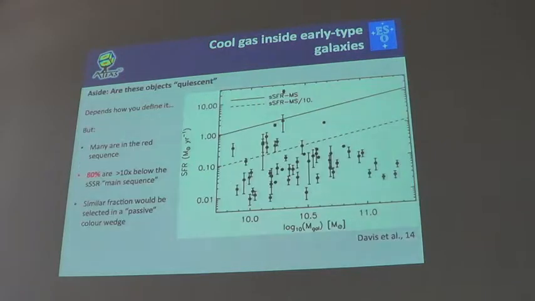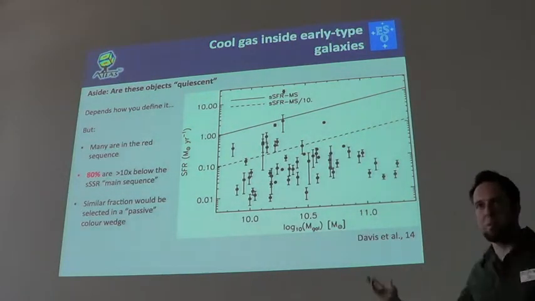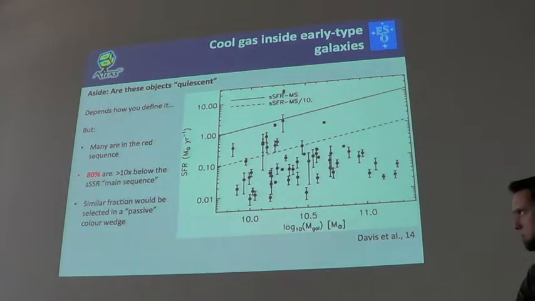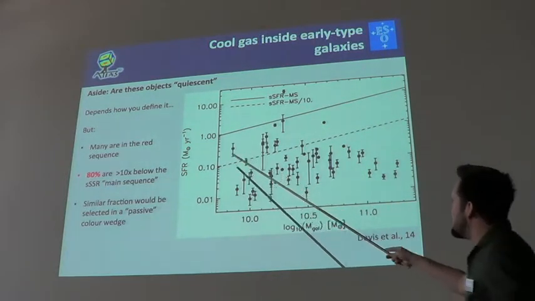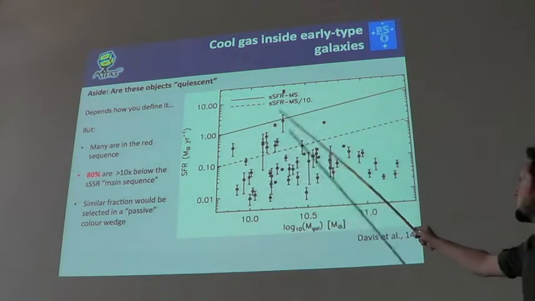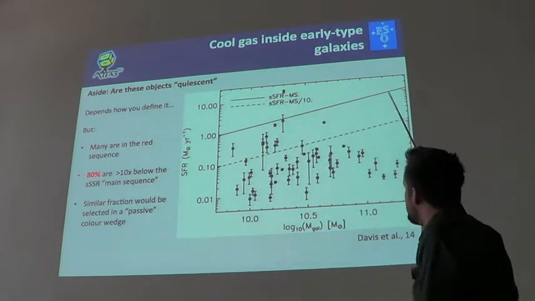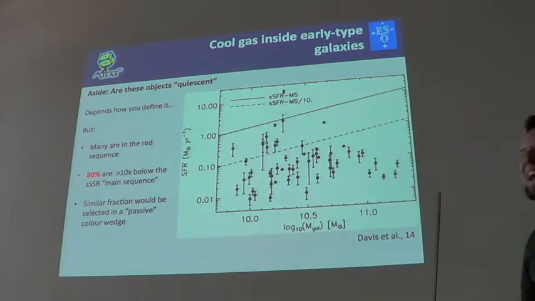A little aside as well, are these objects quiescent? Depends how you define it, of course. They have molecular gas and they have star formation, so some people would say no, but they are in the red sequence. This is the specific star formation rate plot that everyone seems very keen on these days. Star formation rate versus stellar mass. This is the star formation rate main sequence up here. And you can see 80% of our galaxies lie more than 10 times below the main sequence. So if you want to use that as your classification for quiescent objects, you're still going to detect a sizable fraction of early type galaxies with cold molecular gas. And a similar fraction would also be selected if you do a passive color wedge.